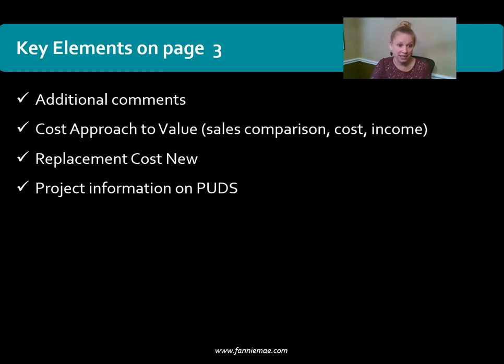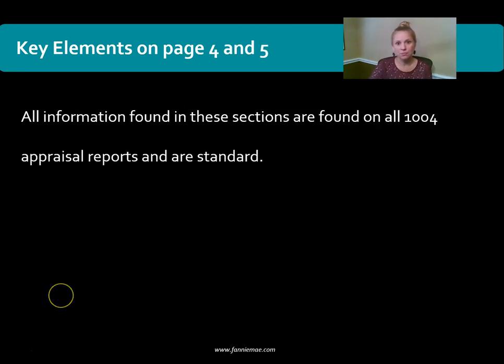And then lastly, you're going to see information regarding PUD information on this page. So if the subject property is in a PUD neighborhood, this is where you're going to find all your information.